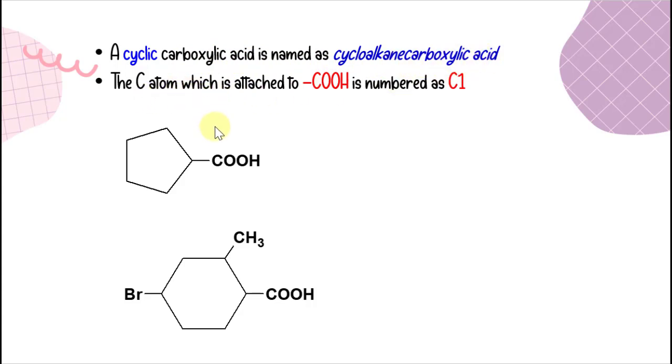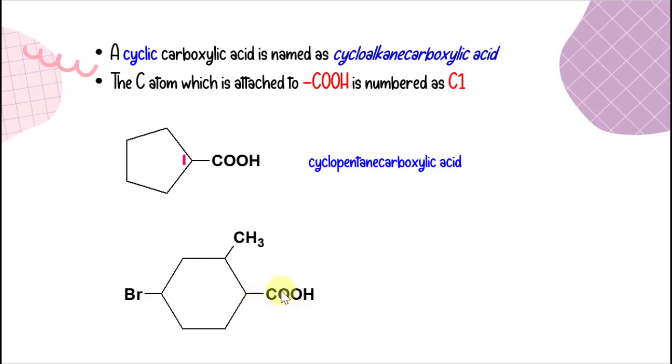A cyclic carboxylic acid is named as cycloalkane carboxylic acid, where the carbon atom attached to the carboxy group is numbered as carbon number 1. Let's say we have 5 carbons in our cyclic compound. The carbon attached to the carboxy group is numbered as carbon number 1. Since we have 5 carbons in our cyclic compound, it will become cyclopentane carboxylic acid.